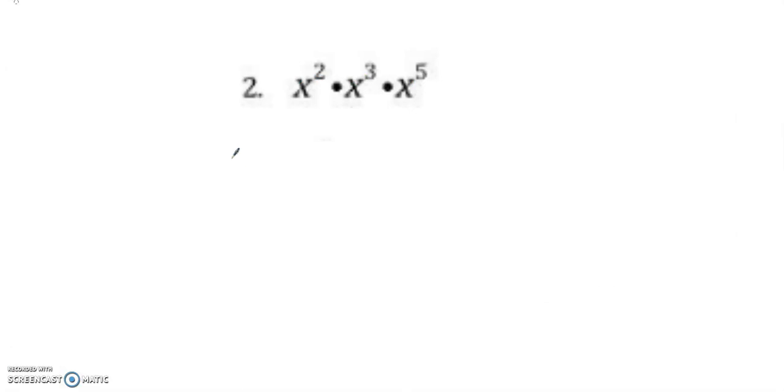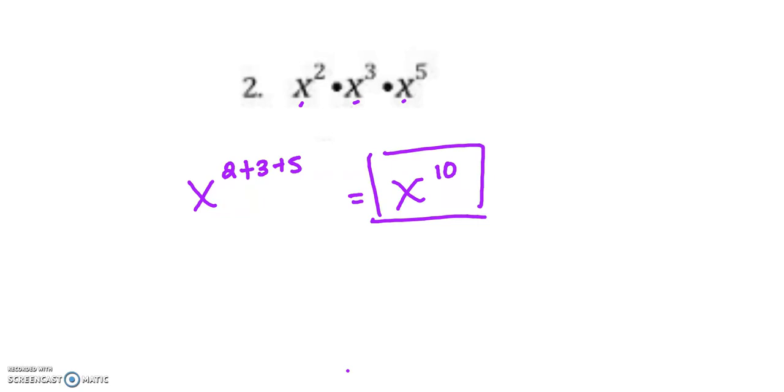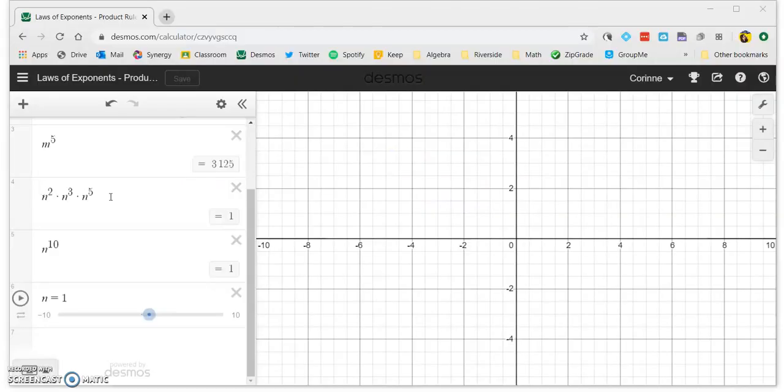Let's try another example. We have the same base. They're all x. So we're going to just add the exponents. X to the 2 plus 3 plus 5, and 2 plus 3 plus 5 is equal to 10. Let's check it. I've used n here. We started with n squared times n to the third times n to the 5th. We found that it simplified to n to the 10th. Let's set this to something other than 1. These numbers should match, and they do. So we've simplified that correctly.